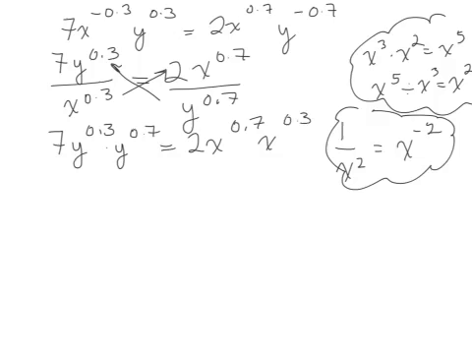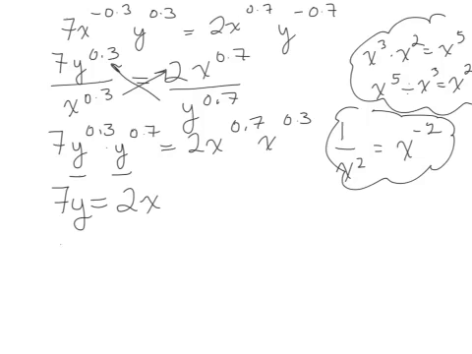Now is when we need to be aware of our power rules. We have two powers multiplied together having the same base, so we can add the exponents. So y to the 0.3 times y to the 0.7 would just be y, because 0.7 and 0.3 equals 1. So we have 7y. And on the other side we have 2, and then again we have x to the 0.7, x to the 0.3, powers with the same base. We add the exponents, and so there we have just 2x.